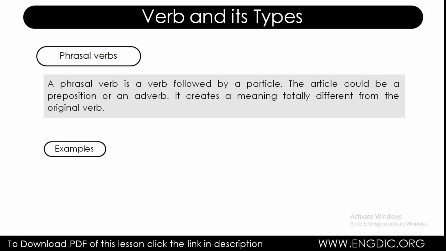For example, she has got a job. In this sentence, got is the phrasal verb. She gets up early in the morning. In this sentence, gets up is the phrasal verb.